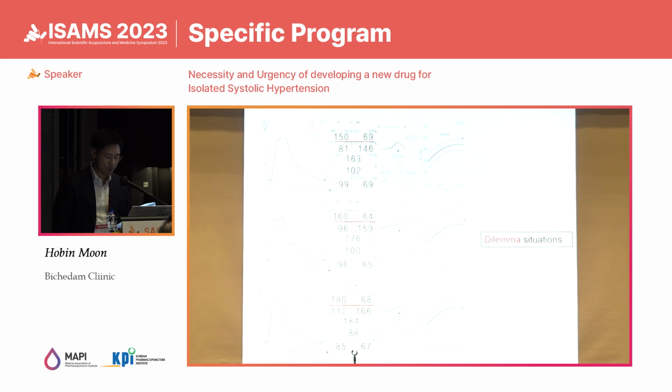ISH is a form of high blood pressure that we often encounter in the clinical field, but we are in a dilemma situation when approaching it only with conventional blood pressure drugs.